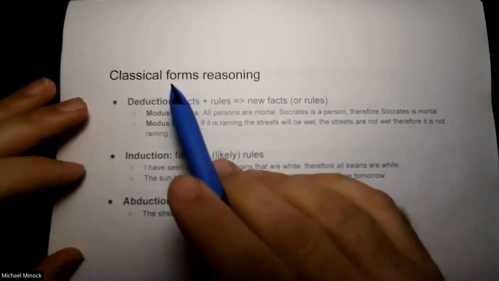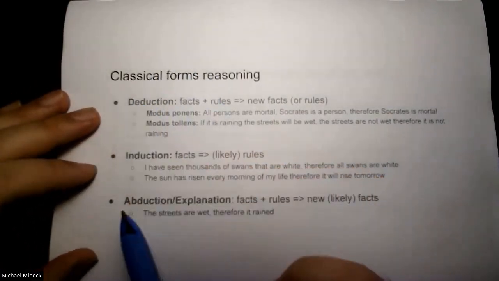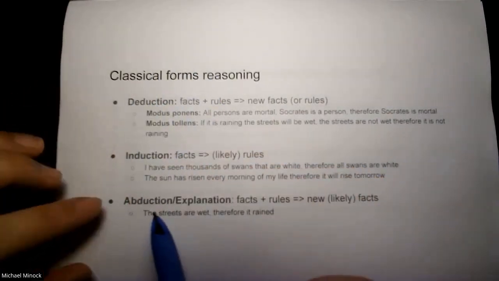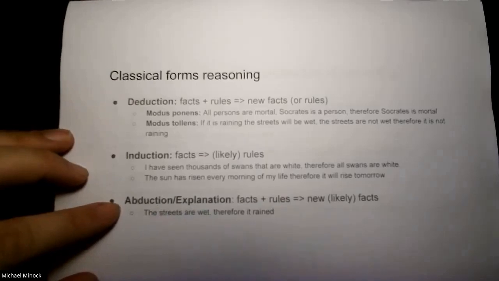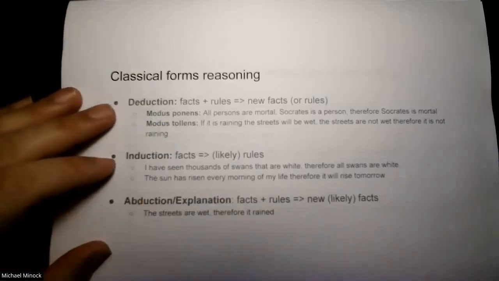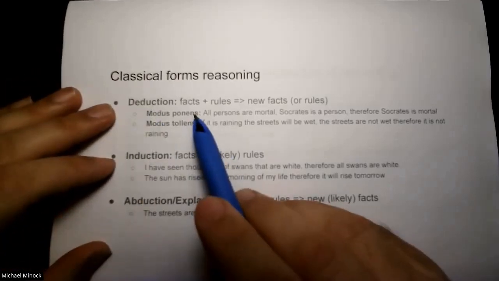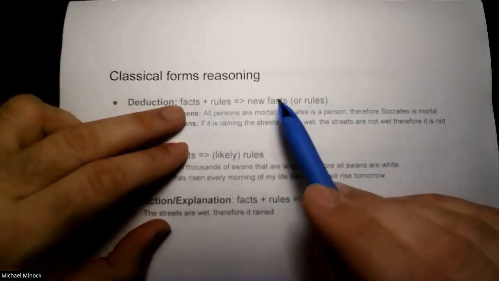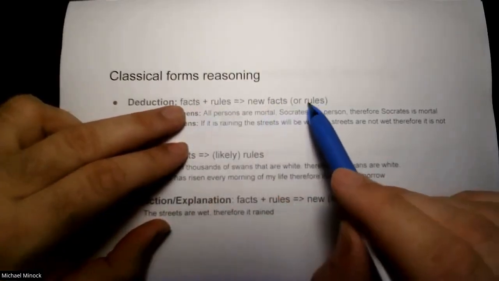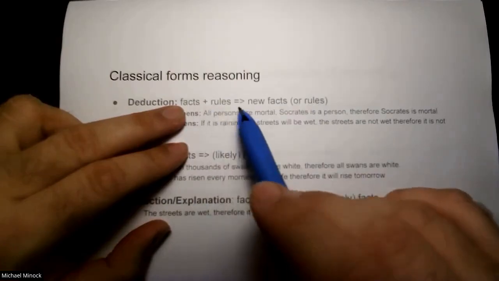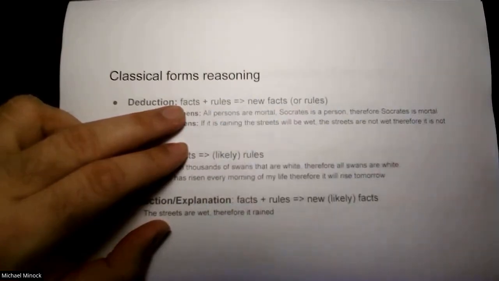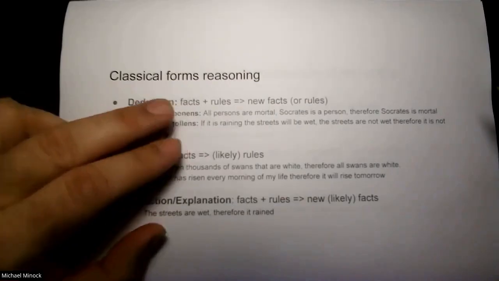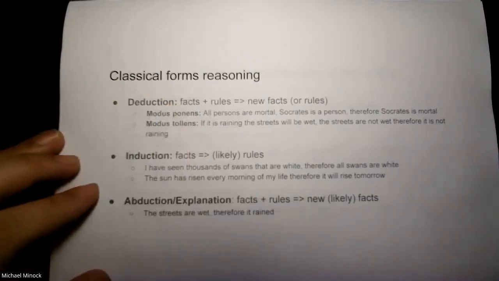So basically the classic forms of reasoning are these three types: deduction, induction, and abduction or explanation. So deduction is this idea of taking facts and universal rules and applying them to generate new facts or even rules. So you can take two rules. For instance, if X implies Y and Y implies Z, then X implies Z. So you can do inference, or deductive inference.